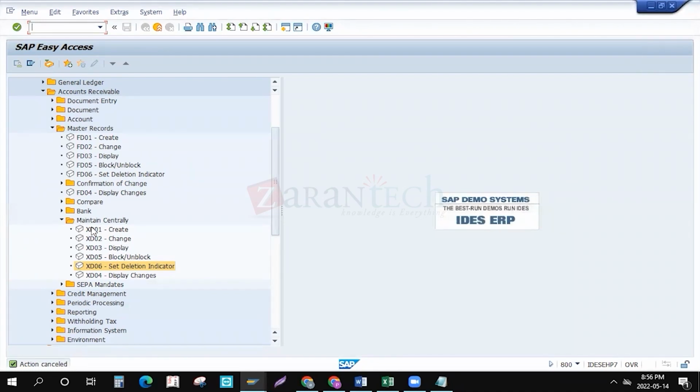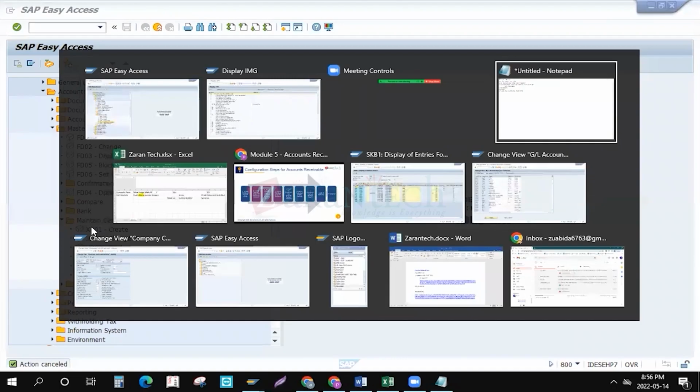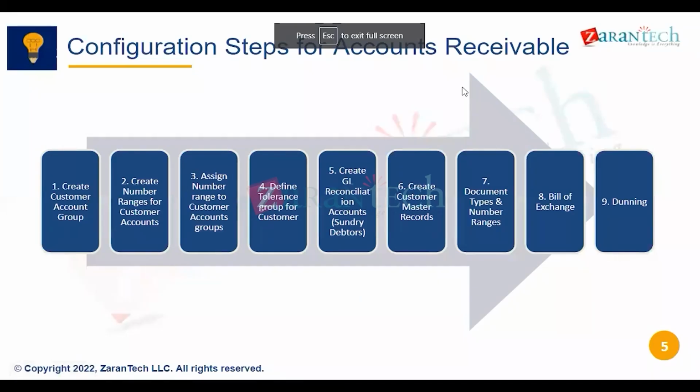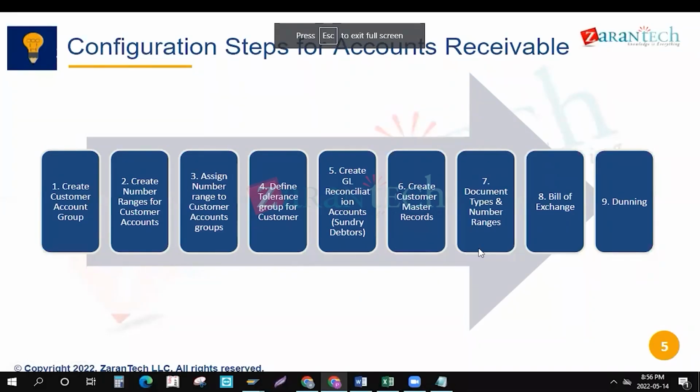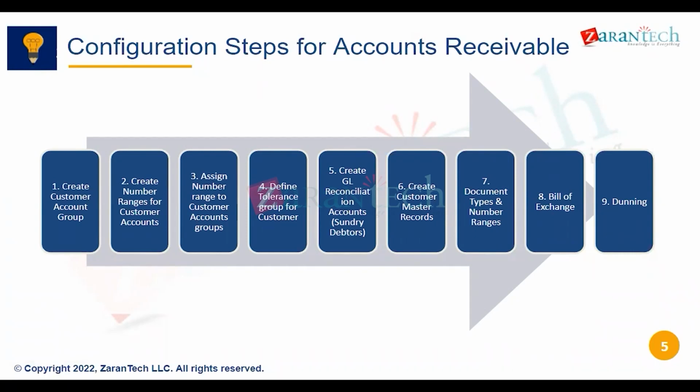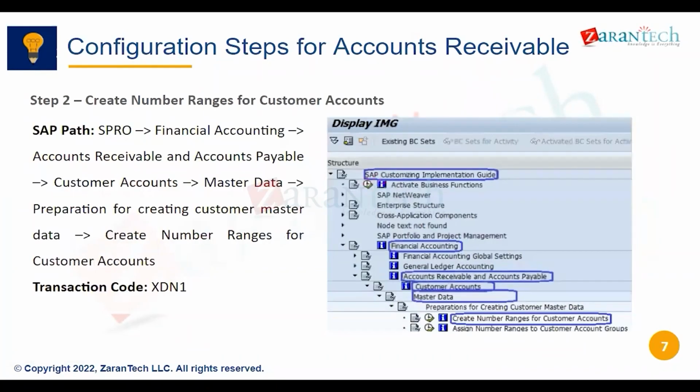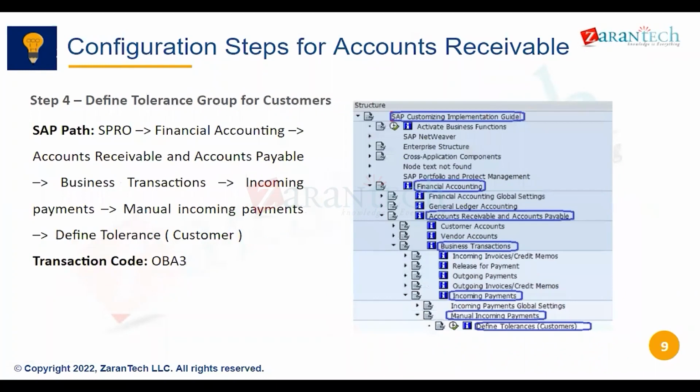Now let us go for document types and the document number ranges. Then we'll go for define tolerance. Tolerance group for a customer and vendor actually remains the same. OBA3 T code. If I have to take you through this one, where we have tolerance group.